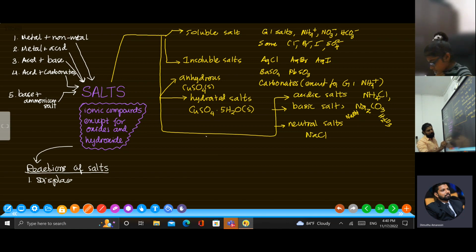Displacement reaction. Displacement reactions. What's displacement reaction? Redox reactions. Let's say you put magnesium into salt of what?